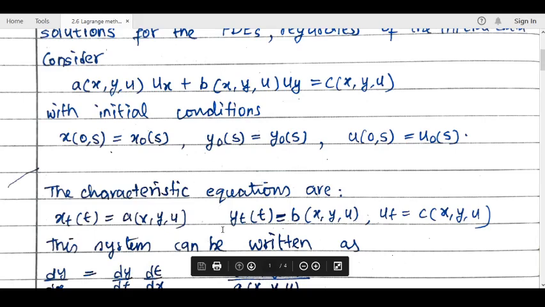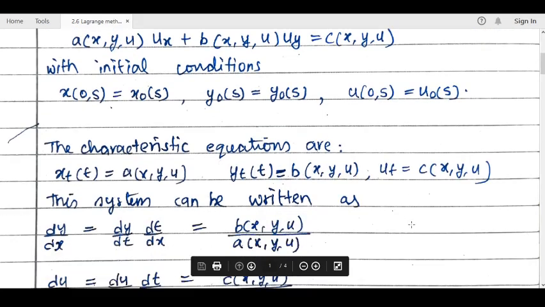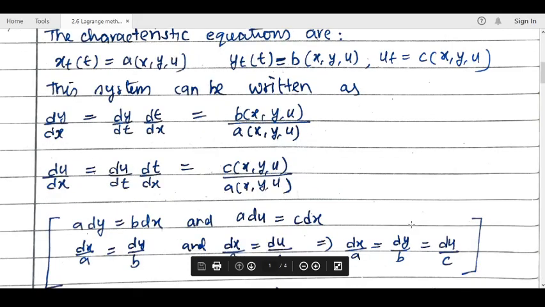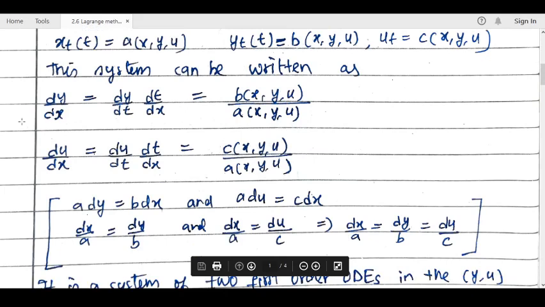Now, the same system of ODEs can be written in the following way. We can write dy by dx also. dy by dx is nothing but dy by dt into dt by dx. dy by dt is y_t, the characteristic equation y_t is b, and dt by dx is 1 by (dx by dt). dx by dt is a, so it is b by a. Similarly, du by dx is du by dt into dt by dx, so it is c by a.